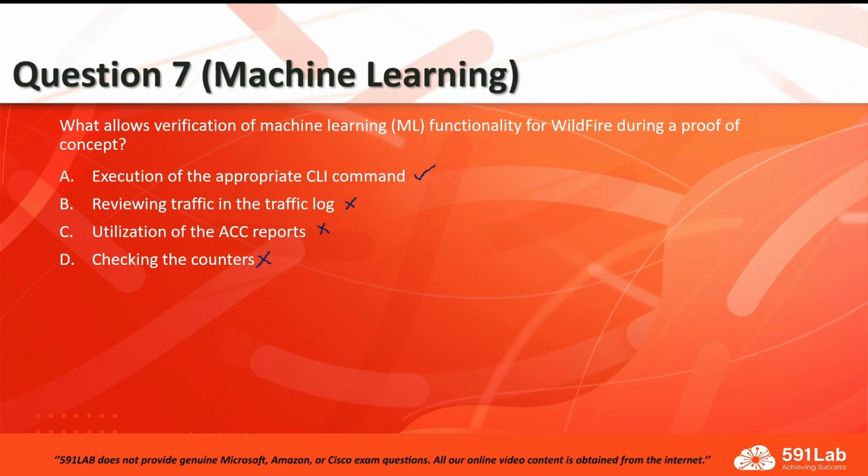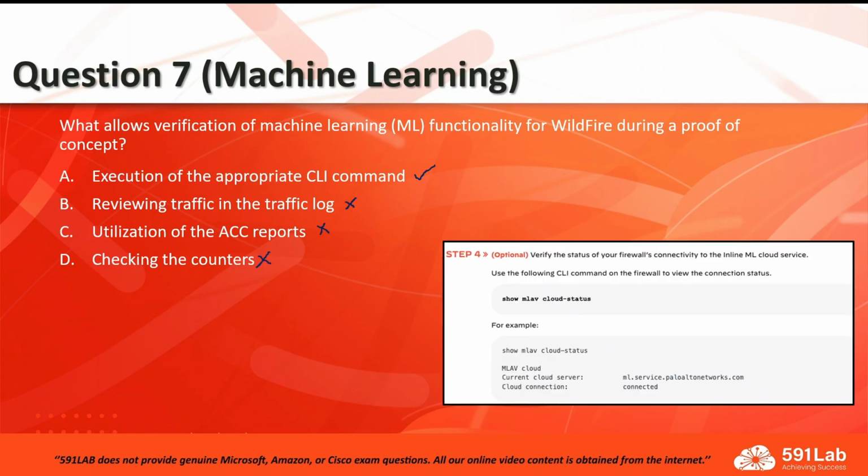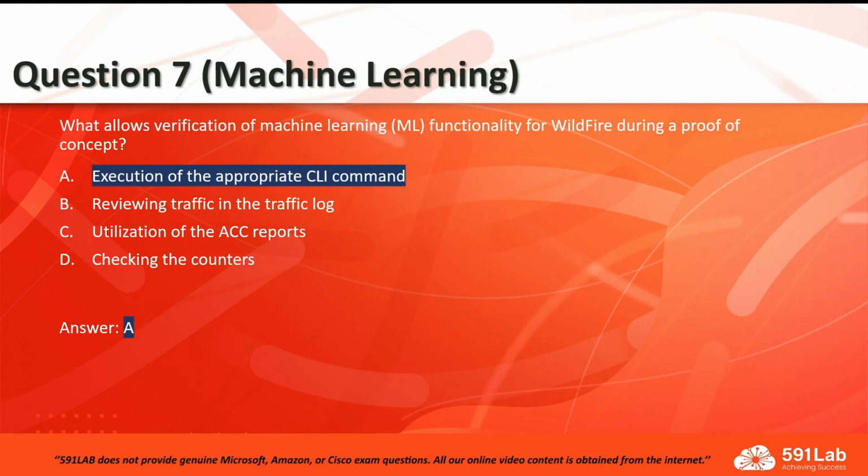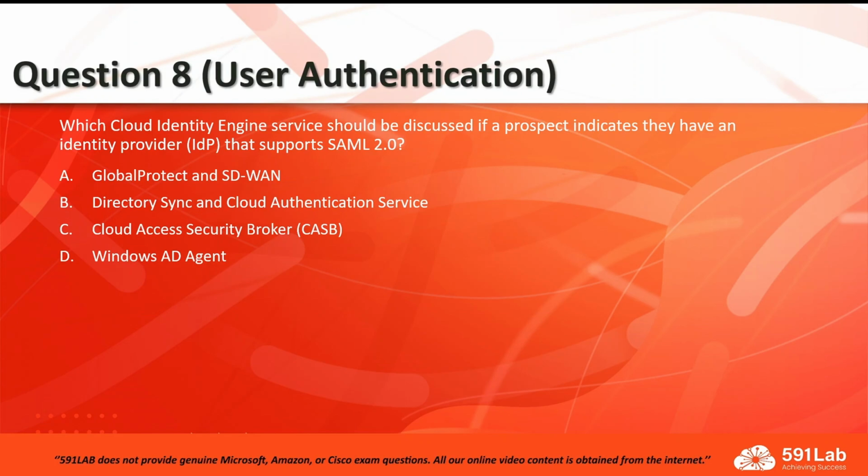Then the answer is A, execution of the appropriate CLI command, because we can run the command on the CLI using the command show mlav cloud status. Then the answer for question number 7 is A, execution of the appropriate CLI command. Let's go to question number 8. This question will be about the Palo Alto Networks user authentication method.